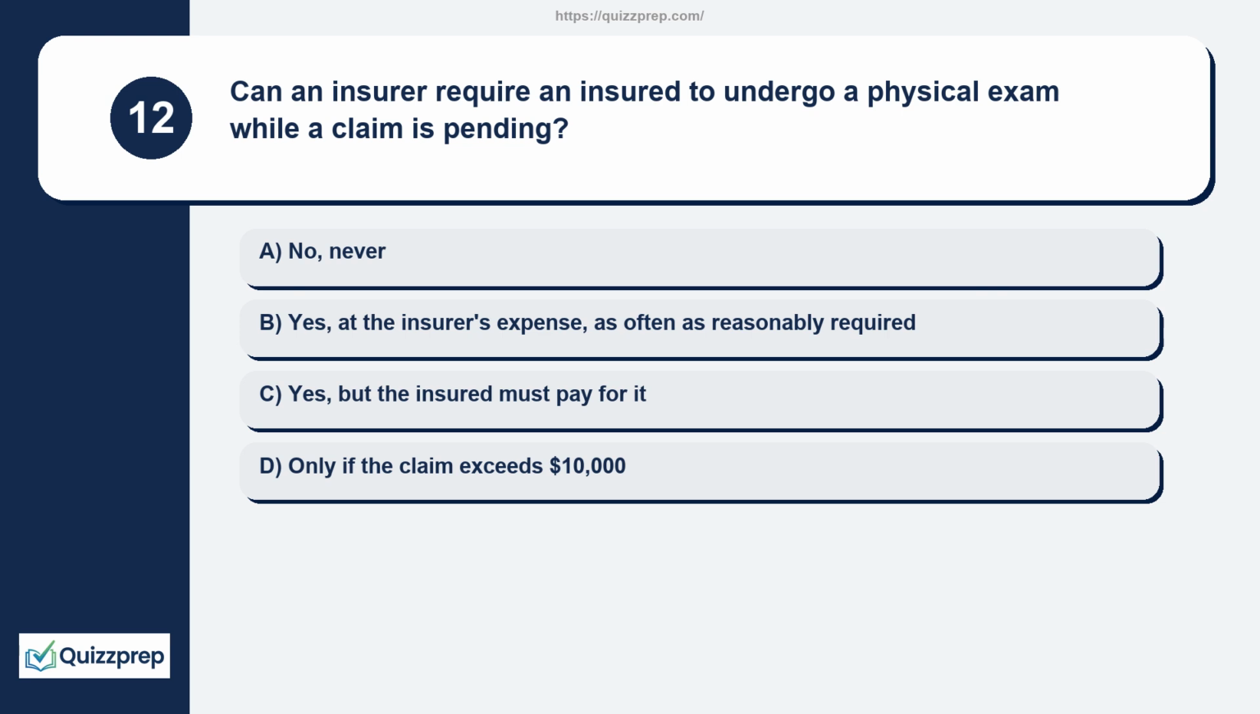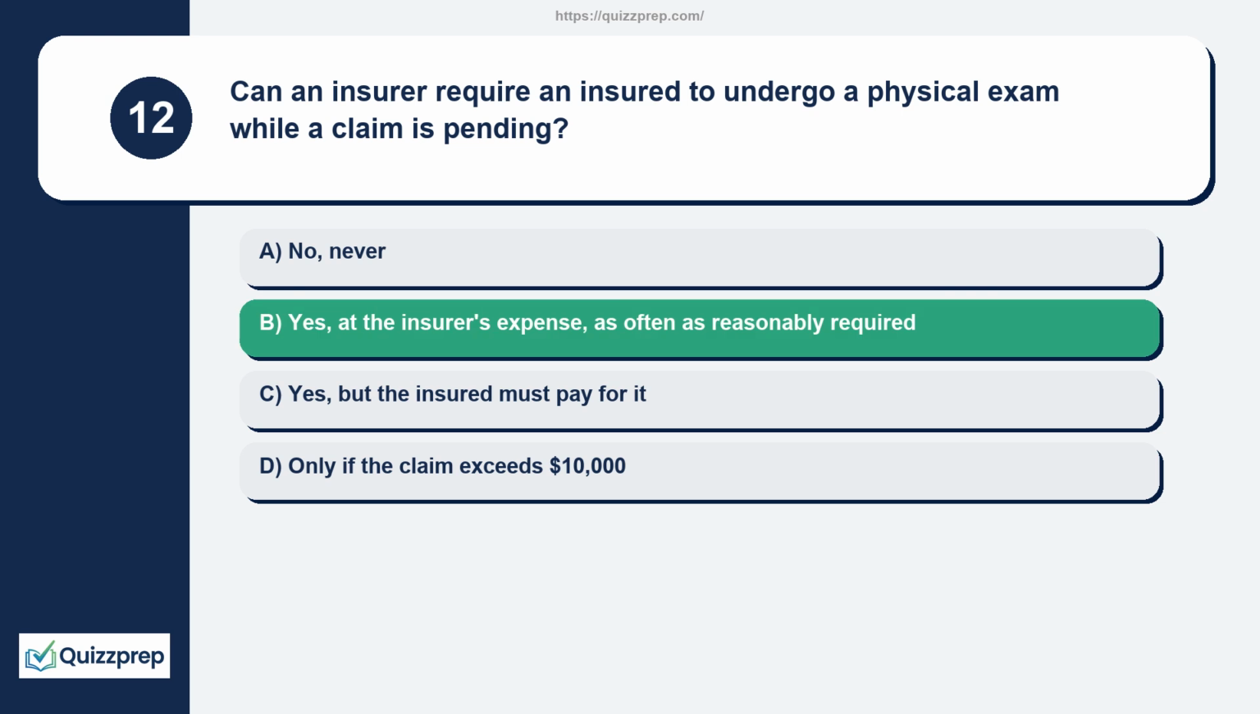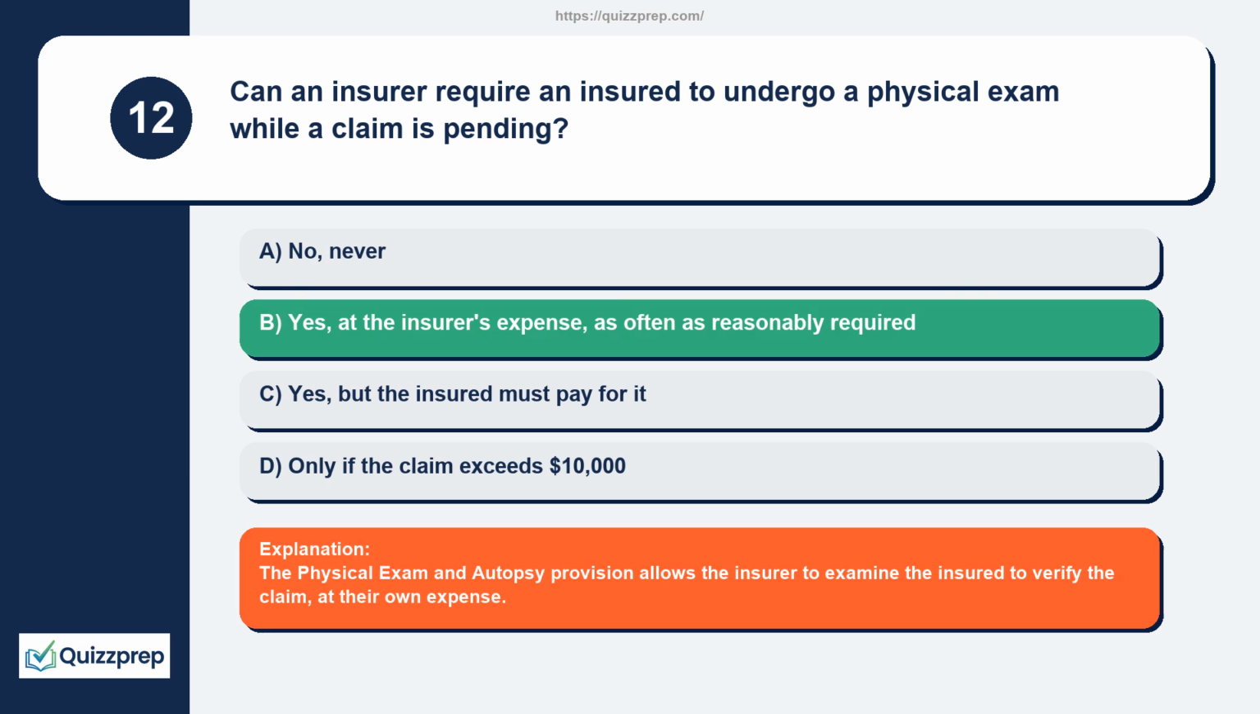Question 12. Can an insurer require an insured to undergo a physical exam while a claim is pending? No, never. Yes, at the insurer's expense, as often as reasonably required. Yes, but the insured must pay for it only if the claim exceeds $10,000. The physical exam and autopsy provision allows the insurer to examine the insured to verify the claim, at their own expense.